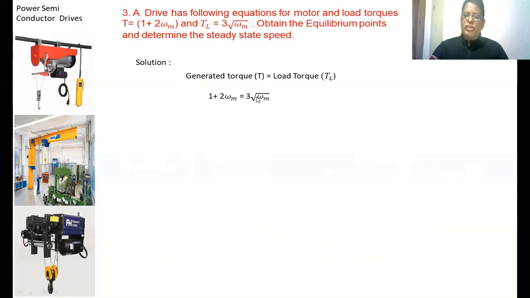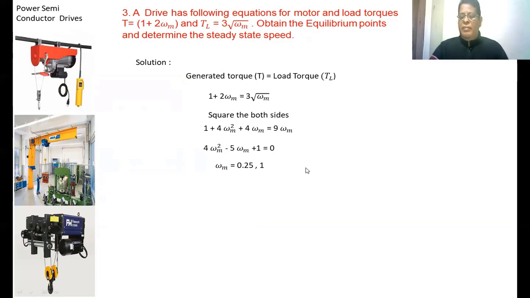To remove the root on the right hand side, square both sides. If you square both sides, we get a quadratic equation in terms of omega m. Then you have to solve for omega m. You get two values, 0.25 and 1. Now you have to check which speed is stable. Here omega m is the speed of the motor in radians per second. First, take the value omega m equal to 1.